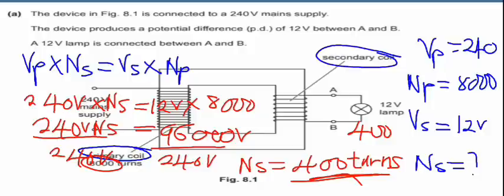So usually we have two types of transformers. We have the step-down transformer and the step-up transformer. Whenever you have more number of turns on the primary coil, like this one here, where we have 8,000 turns on the primary coil and fewer turns on the secondary coil, this one is going to be the step-down transformer. Then when you have fewer turns on the primary coil, suppose you have 40 here and then 400 here, this one is going to be the step-up transformer. So the answer here is just going to be step-down transformer.